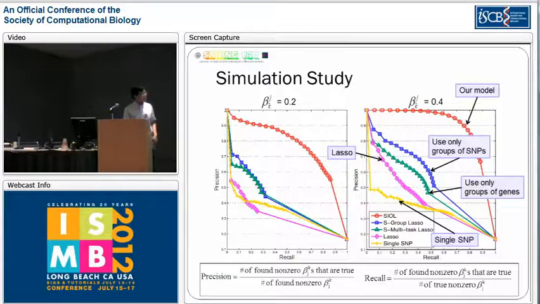And also, if you look at the models with only groups of SNPs and models with only groups of genes, these two models also outperformed Lasso because they could take advantage of the grouping information. But the performance gain was quite limited. But if we used both information simultaneously, we could observe significant improvement in terms of the performance.